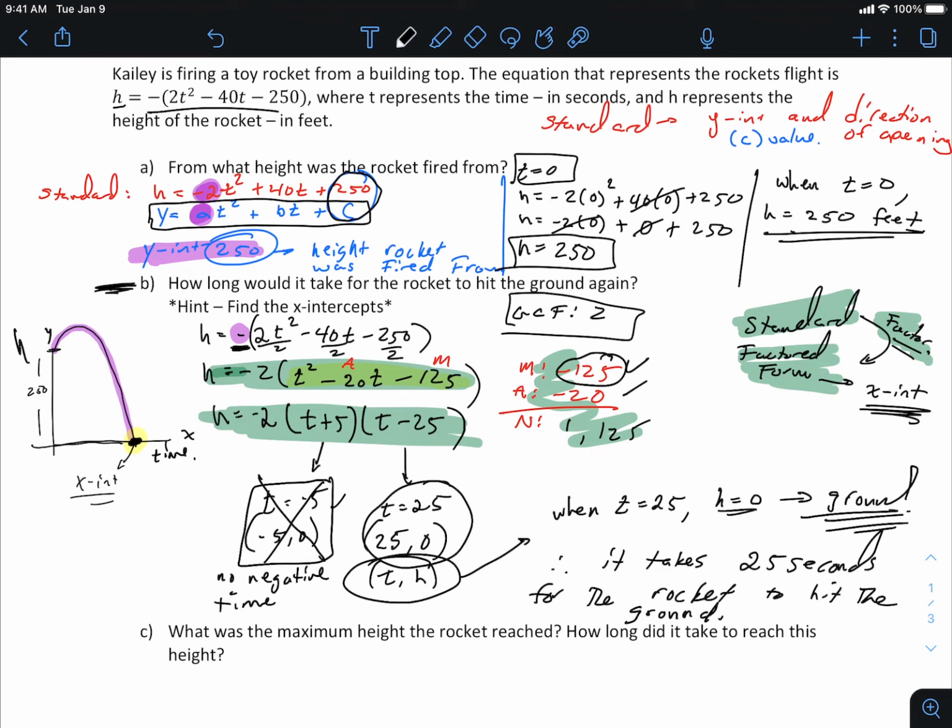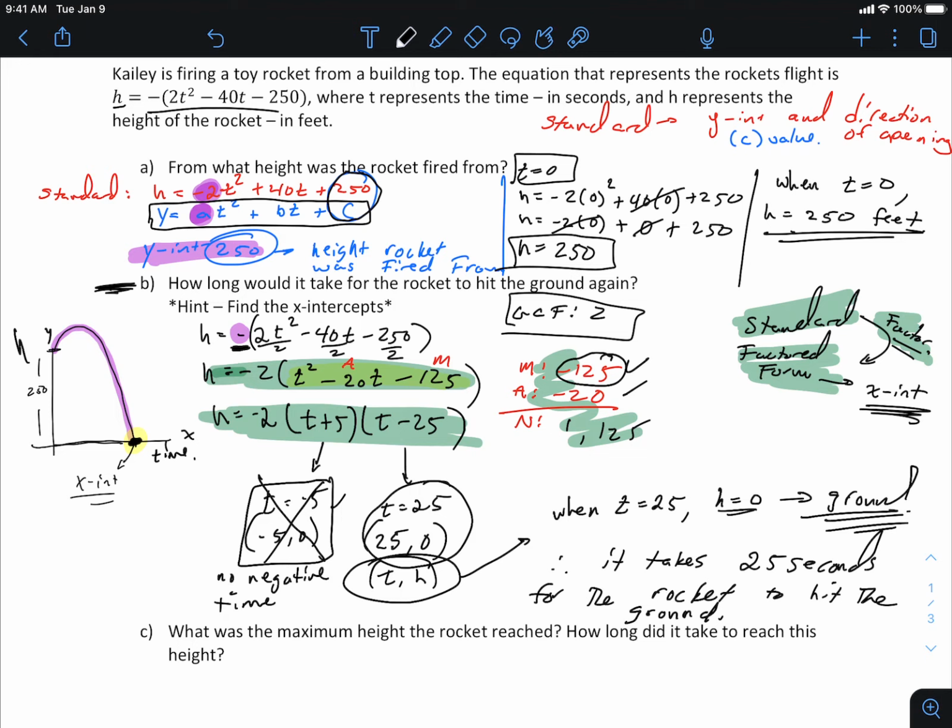Okay, I remember on day one I said the most important thing is that we have 3 forms of a parabola and that we switch between them. That's what's important. And we switch between them so that I can find different information in context to the word problem. Now, what I've shown you so far is switching from standard to factored form so that I can read off the x-intercepts, right?